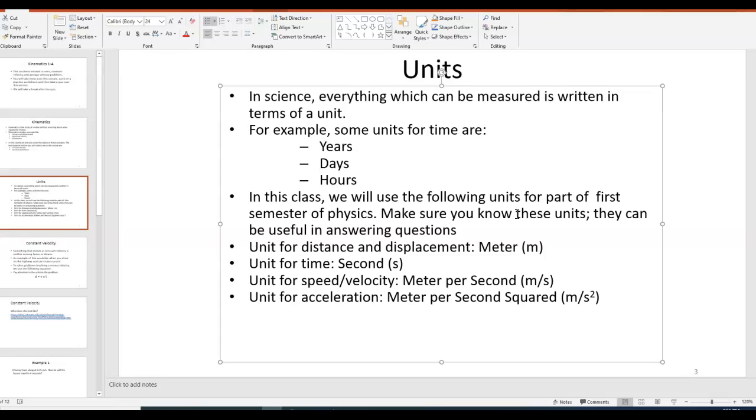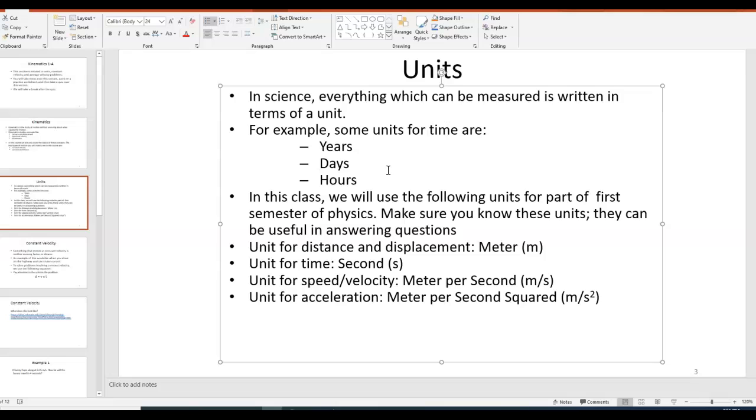Now, it's really important that you know what the different units are, because a lot of the time when you're doing a problem in physics, you can immediately identify what a given quantity is based off the unit. So for example, if it says something is 5 seconds, that's got to be time, because nothing else has the unit of second.